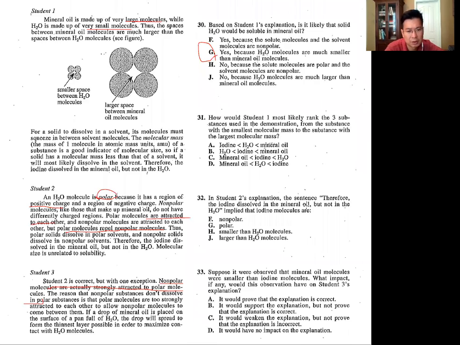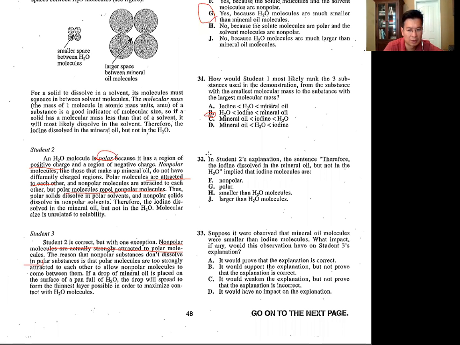31, how would student 1 most likely rank the 3 substances used in the demonstration? So probably mineral oil is the largest, iodine is in the middle, and H2O is the smallest. That's because iodine is only soluble in the mineral oil, not in H2O. That's like the description of this one.